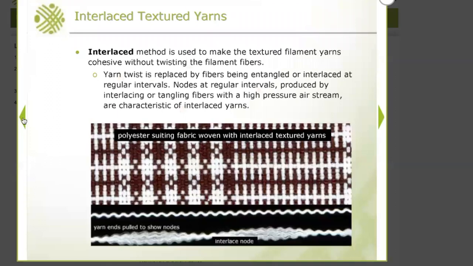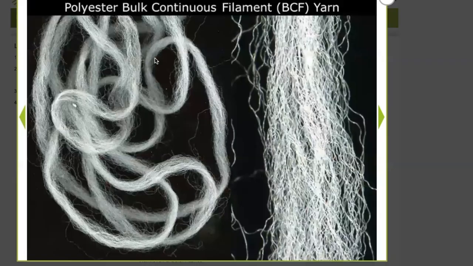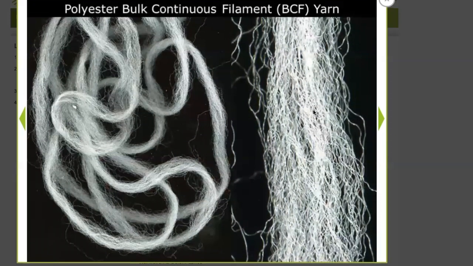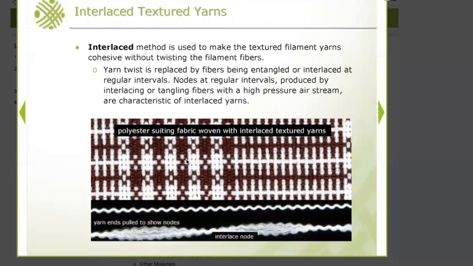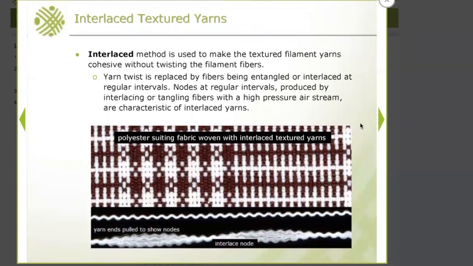This is a bulk continuous filament polyester yarn. So you can see you can make those multi-filament yarns, but create some kind of bulk. And this is how the yarn looks. It's a little bit looser filaments. Interlaced method is another texturing method where you get yarns that look like this. And this is a fabric made out of interlaced yarns.